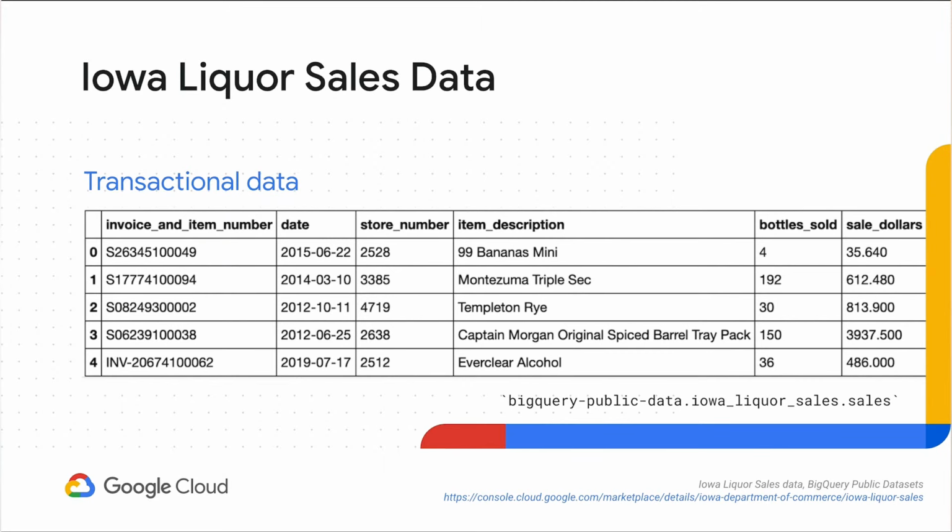So for each row, you have invoices, you have the dates of the invoice, you have some other information. But importantly for us, because we're trying to forecast demand, we're going to focus on the item description or the item name essentially. So for example, this one here is 99 bananas mini is the first one. And then the number of bottles sold. So that's going to quantify the demand in terms of the invoices over time. And we're going to ignore sale and sale dollars here in this scenario.